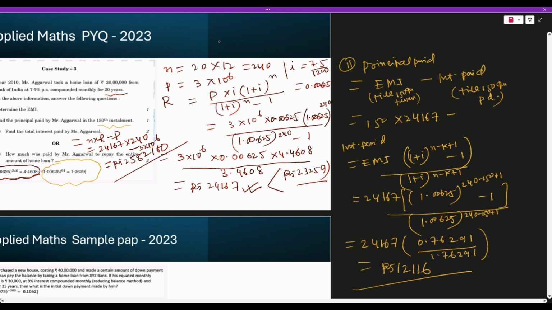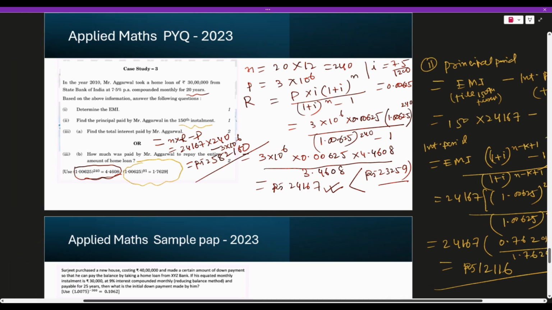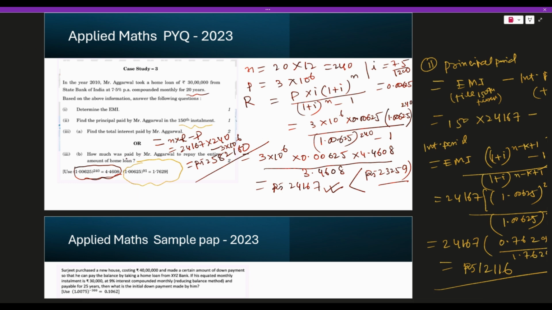Then OR part, how will you do? OR part actually done here. 24167 into 240. Isn't it? Part of this calculation only. So if you can select, you do this part first. This part is what? Total amount paid. The board question. Must take care of it. Rupees 24167 into 240. Approximately it is coming 55 lakhs 82160 by my calculator. Okay?